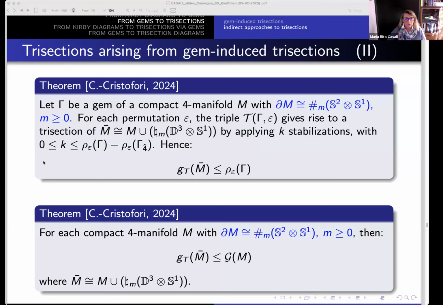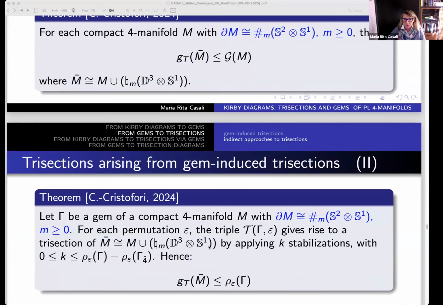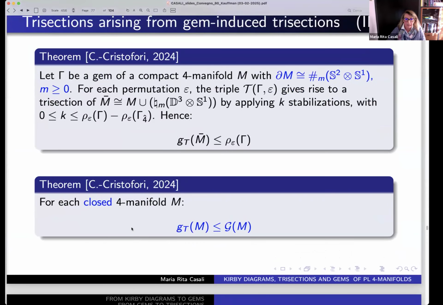And the genus of the obtained trisection turns out to be less or equal to the regular genus of the starting gem. In particular, when the manifold is closed, the regular genus turns out to be an upper bound for the trisection genus. And hence, the strong relationship between trisection theory and gem theory turns out to be certified also by this relation between the involved invariants.